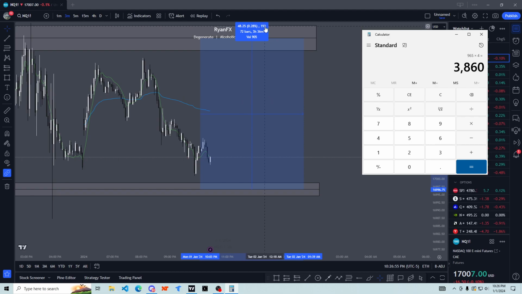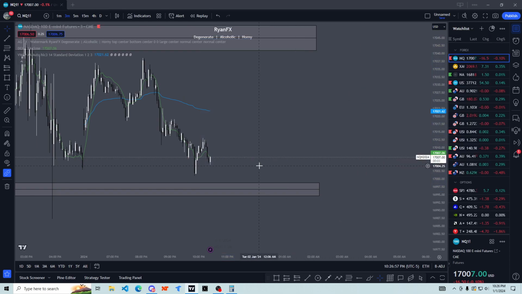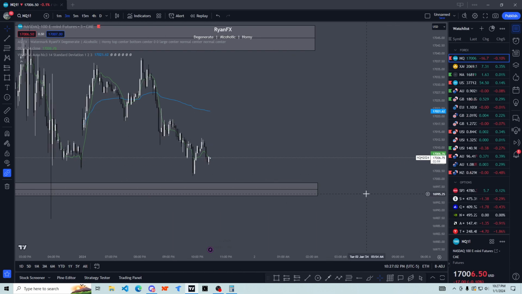This is the ticks right here. If you're trading on TradingView as well, it should tell you what the tick value is once you're about to place an order. So it'll let you know.